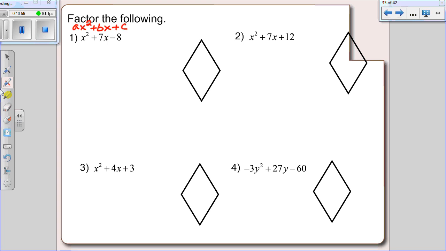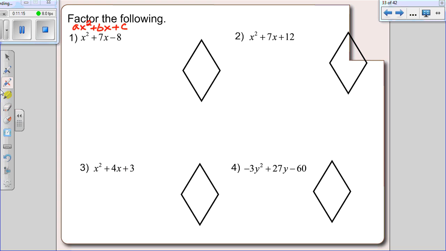And I need to know what a, b, and c all are. In this case, a equals 1, b equals 6, c equals -8. I use those values to fill out the top and the bottom of my diamond. So I draw a beautiful diamond. It's already there for you.